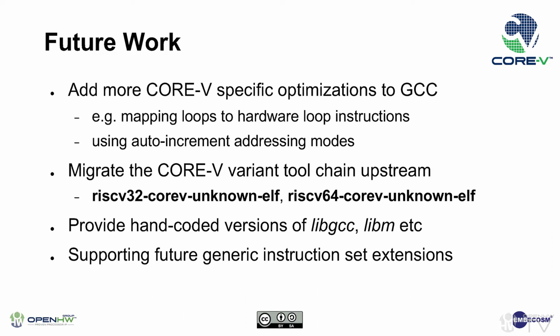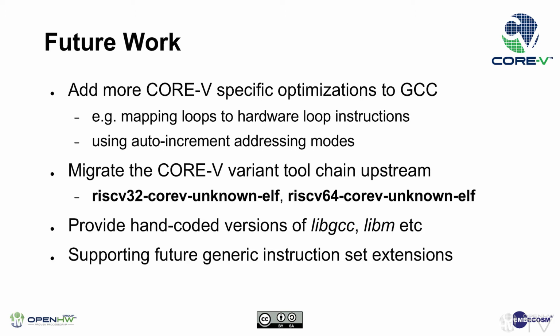So optimizing GCC to automatically generate Core-V instructions, providing automatic optimization in GCC for things like loops, generating hardware loop instructions for them, and generating post-increment addressing instructions. So these are Core-V specific features that are not seen yet in standard RISC-V. It may be that other people see a value in them, and then they will become the RISC-V standard.